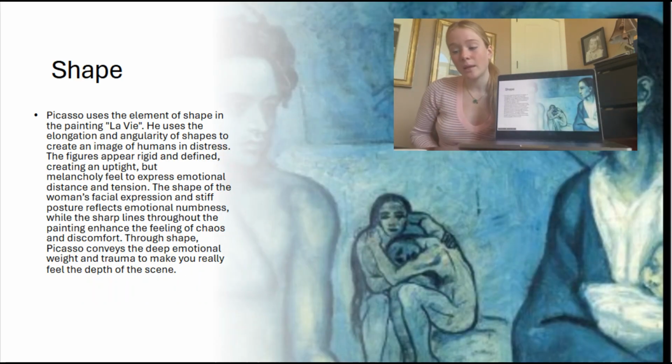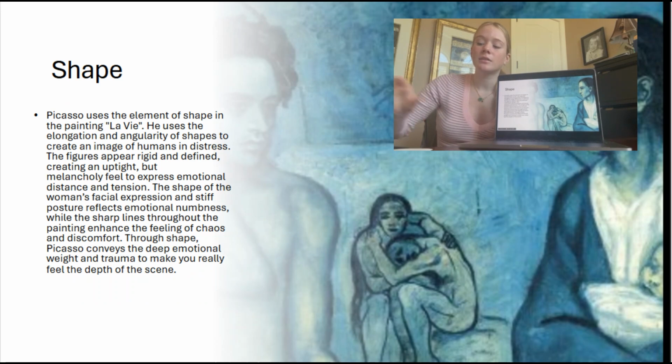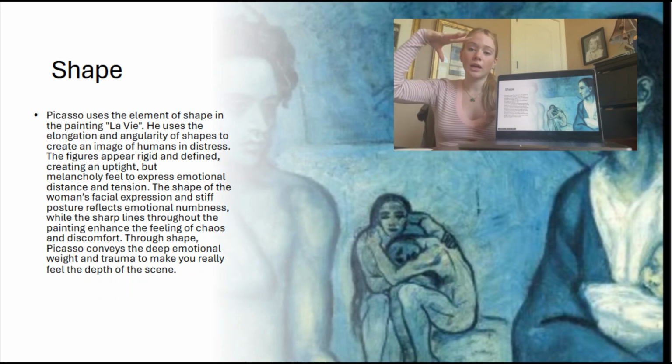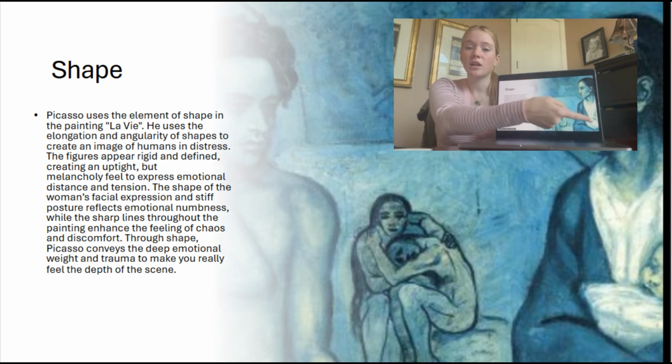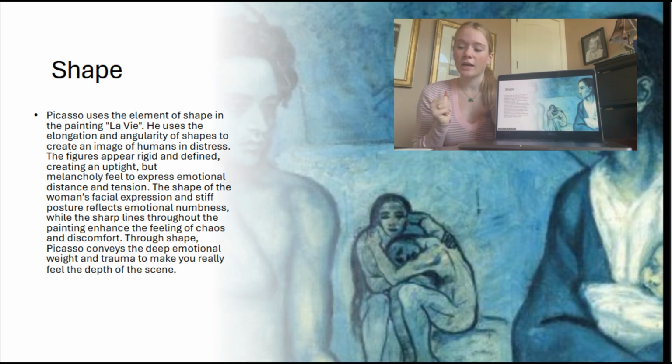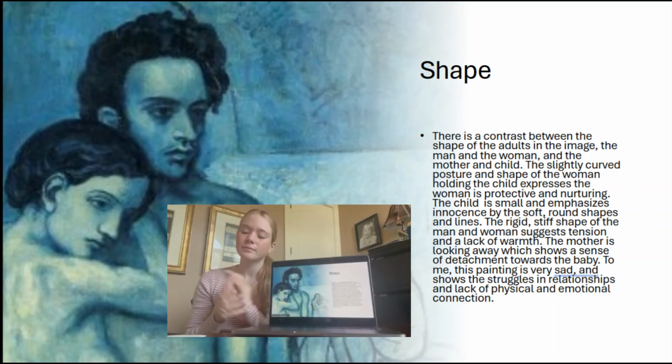So my element was shape, and Picasso uses the element of shape in the painting with elongated figures and rigidness to create an uptight image of humans in distress. Very melancholy. The shape of the expression of the woman's stiff posture reflects emotional numbness, while the sharp lines enhance the feeling of chaos. So through shape, Picasso conveys the deep emotional weight and trauma. So you really feel the depth of the scene.